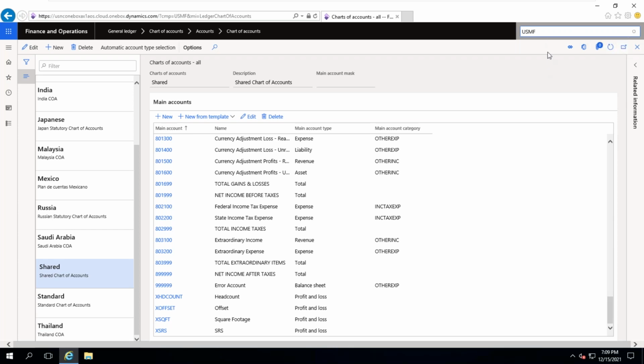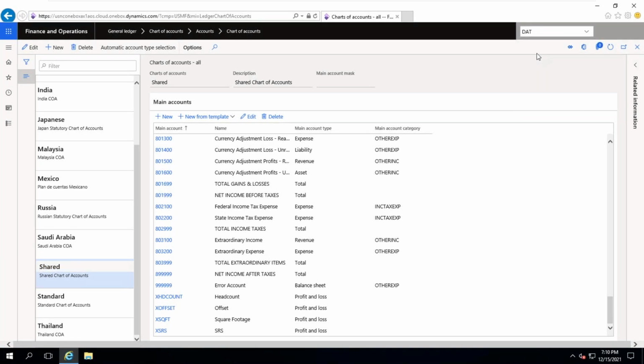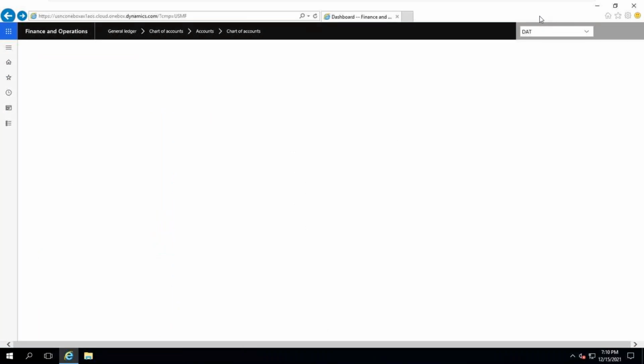So it is already created for this company. It is created, so you are using. That's it. But if it is a fresh company, if you have taken a license from Microsoft, you will find only one company called DAT company. This is the only one company you will see, and you will not find any data in this. You need to create everything.